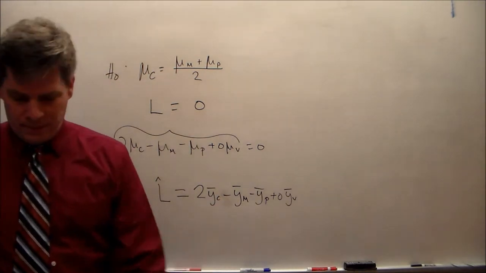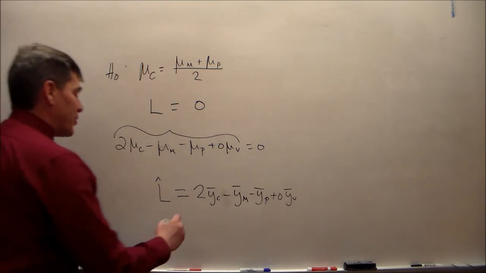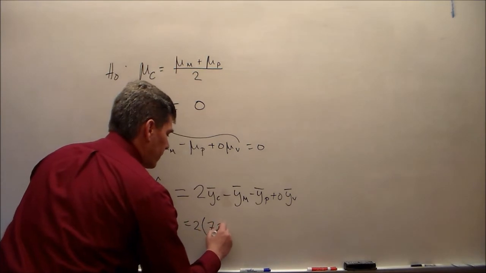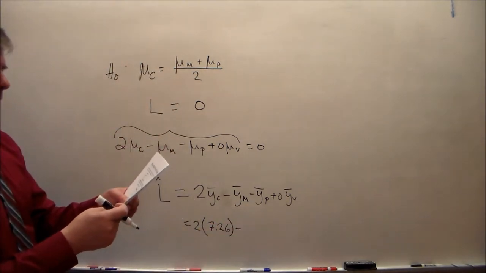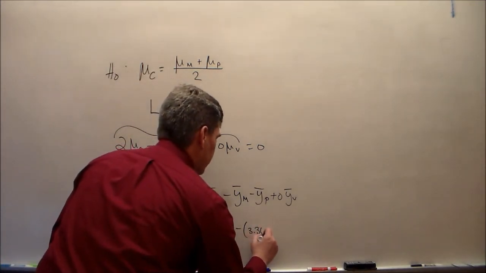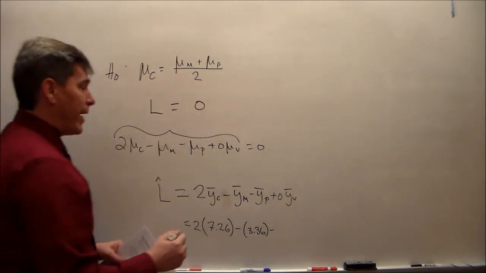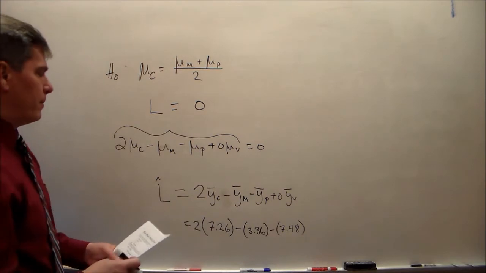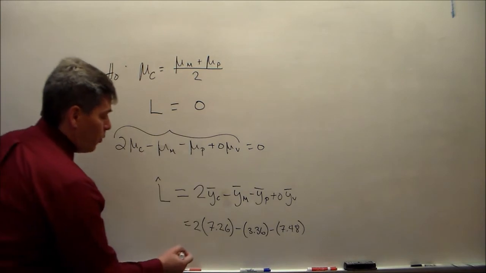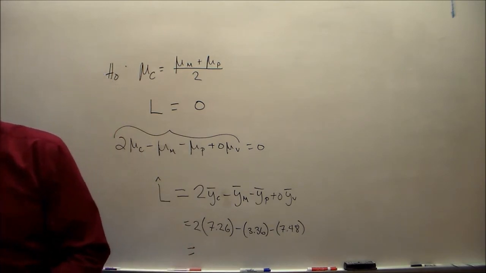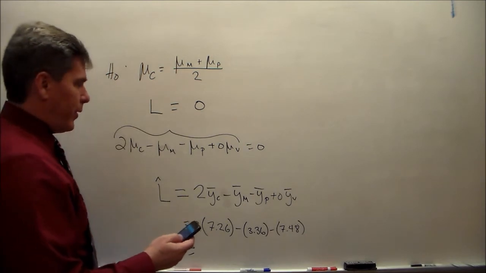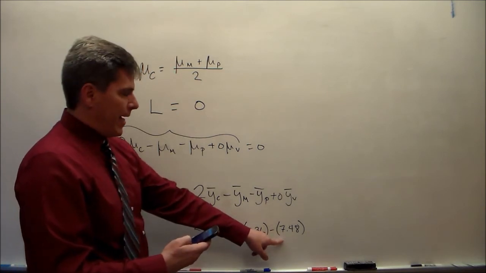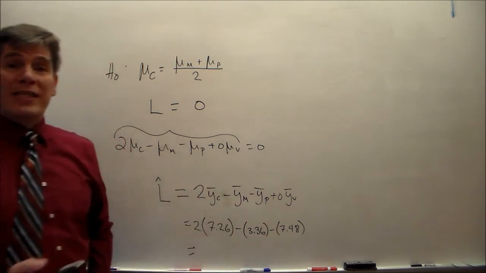Y bar sub c. Do I have those numbers somewhere? Yes. What we actually observed is 2 times, and y bar sub c was 7.26. Y bar sub m is 3.36. Y bar sub p is 7.48. And y bar sub v is 5.50. But since I'm multiplying by 0, that's going to be added to 0. So what we observe for L hat, it's going to require a calculator. It's going to be 2 times 7.26 minus 3.36 minus 7.48. 3.68.